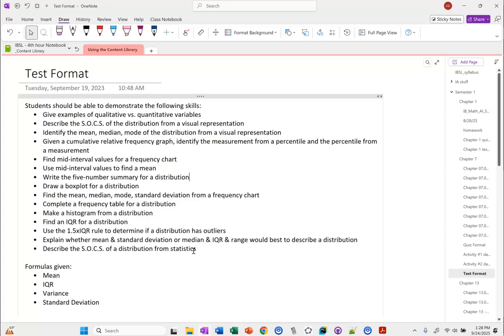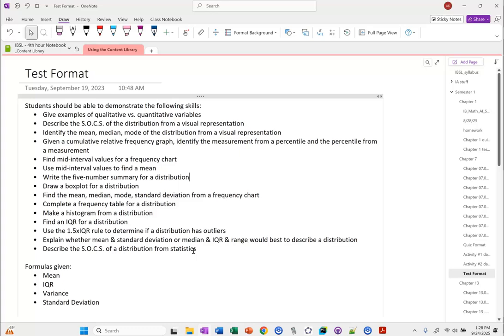So, your list of things that you should be able to do for the test. Give examples of qualitative and quantitative variables. What's qualitative mean? Descriptive. For example, color, great. Versus quantitative, which is, for example, length. Be able to identify the mean, median, and mode of a distribution from a visual representation.